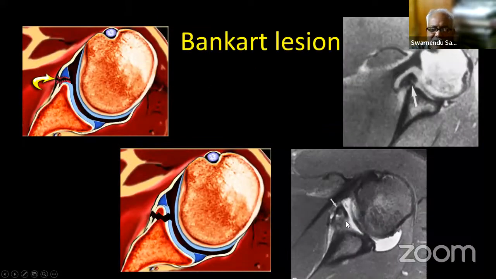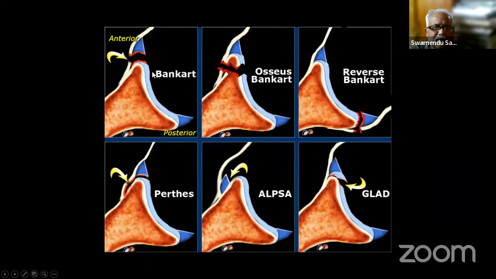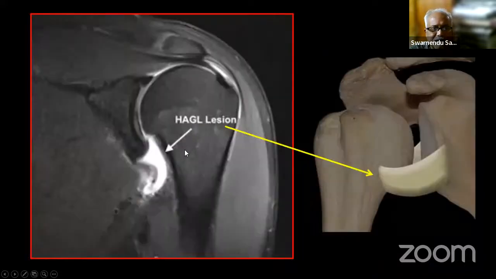You see, this is the classic picture of how you find your Bankart lesion or the bony Bankart lesion. The labrum is completely off in the front, and you can also see a lot of hemarthrosis, fluid inside the joint. Also there is marrow edema inside. So this can be classified in different ways, like the Bankart, reverse Bankart, ALPSA, the anterior labral periosteal sleeve avulsion. All that you can see in the MRI pictures. You have to train your eyes.